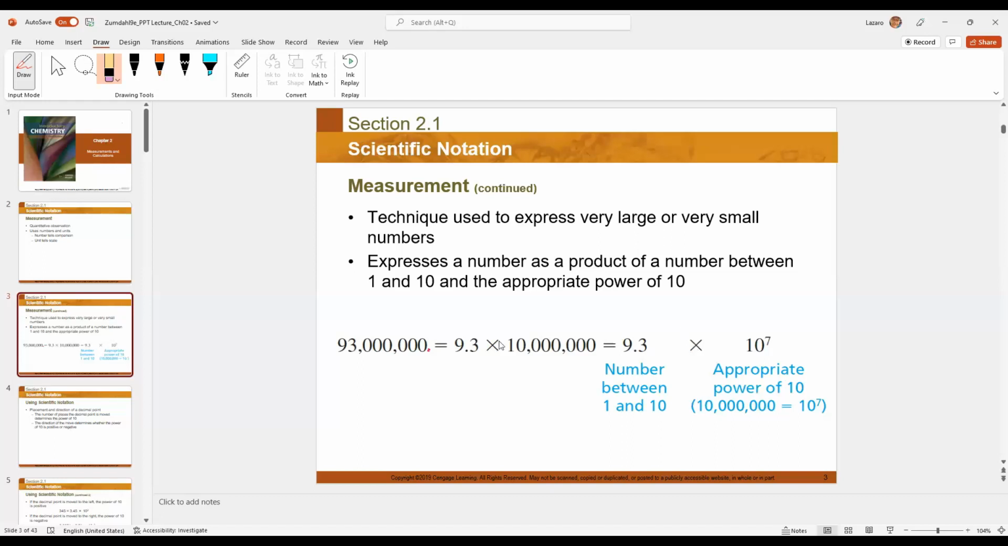And then you will multiply this small number by 10, and the power will be the number of times you have moved the dot. Look here, for example, the 0 is here at the end of this big number. Then what you do, you move to the left 1, 2, 3, 4, 5, 6, and 7 times. Then you will have 9.3 times 10 to the 7. That is the number of steps you have moved the dot to the left.